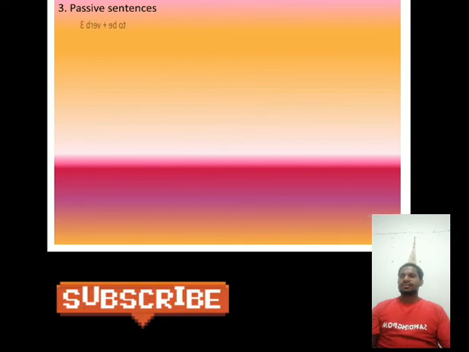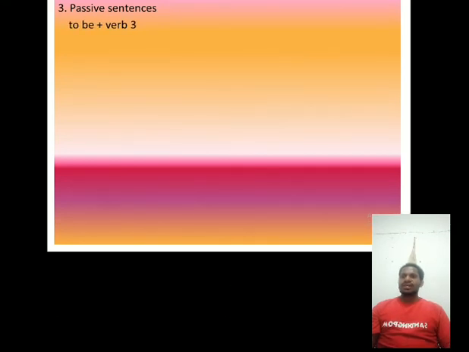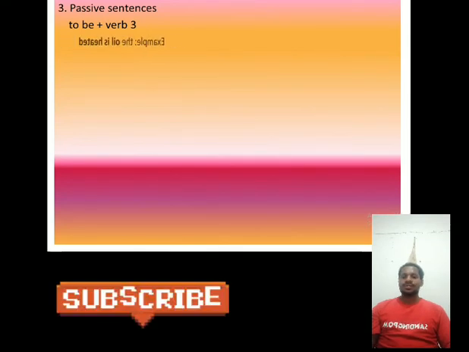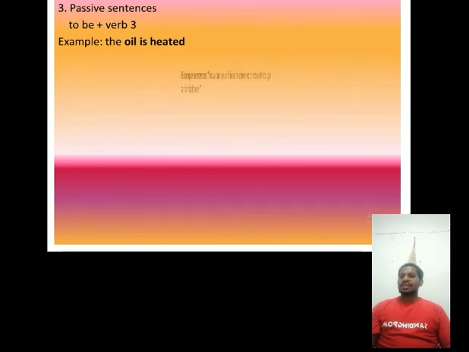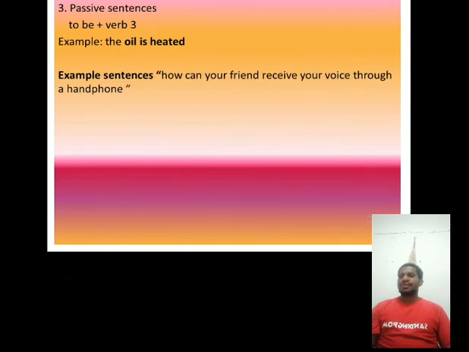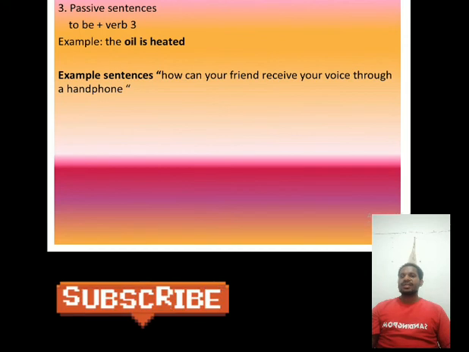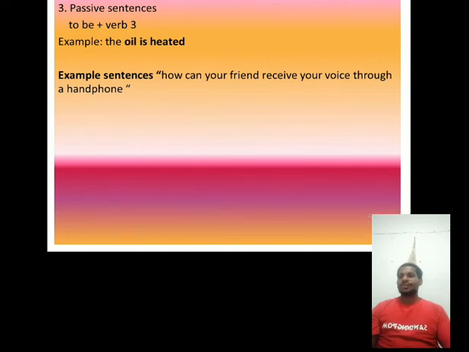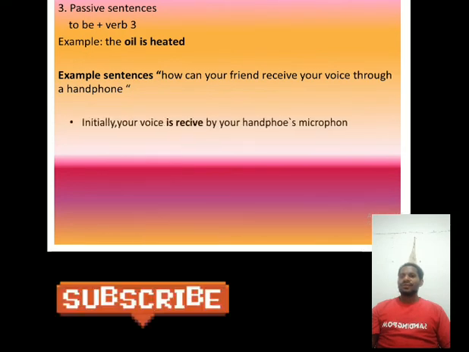Part 3. Passive sentence. We can use to be plus verb 3. Example, the oil is heated. Example sentence. How can your friend receive your voice through a handphone?